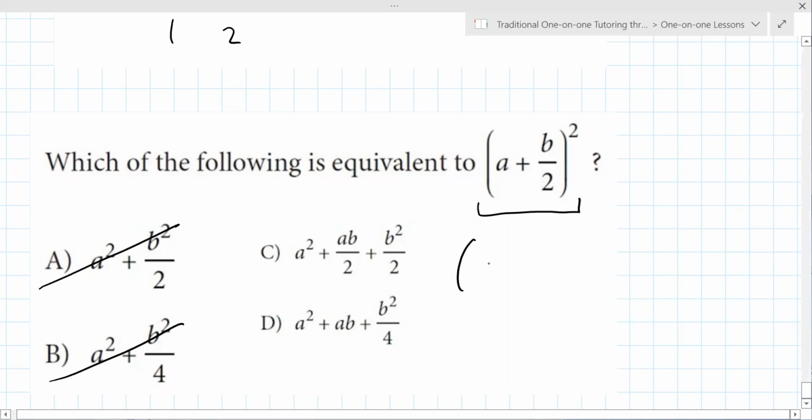But here's what you don't want to do. You don't want to FOIL this. Okay. And here's why. When you look at C and D now, what are the differences between C and D? The second value isn't divided by 2. Second term. What about the third term? The third term in D is divided by 4 instead of 2.